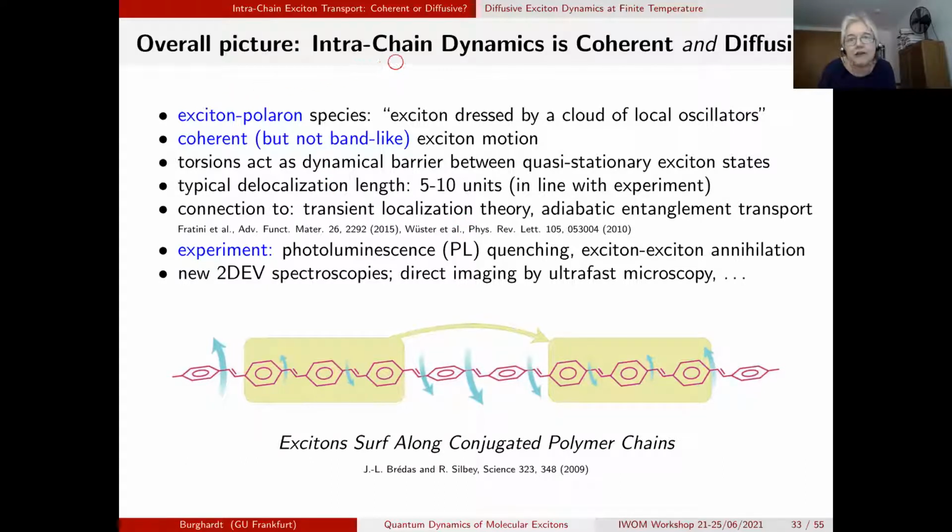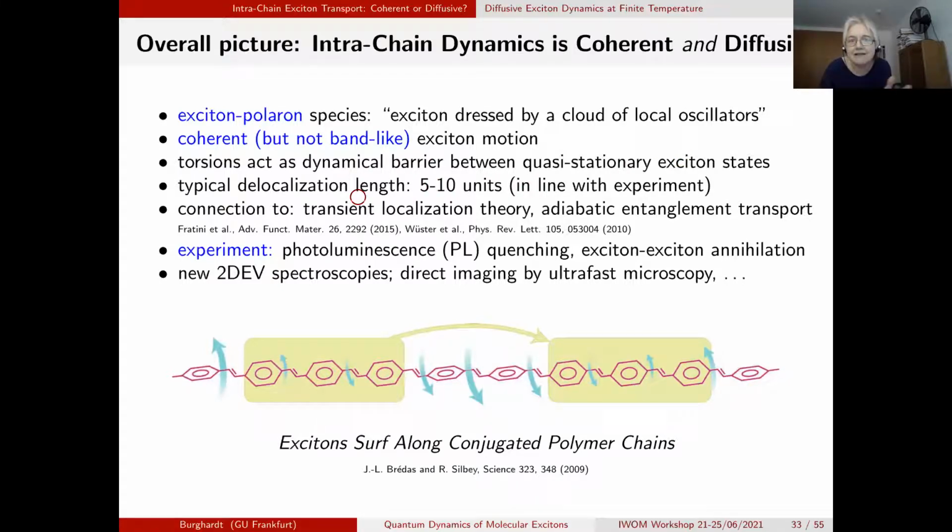Now, the overall picture is that the intrachain dynamics is coherent and diffusive. We essentially end up in a normal diffusion regime. And we should think of this as diffusion of these trapped polaron exciton species. So it's coherent, but it's not band-like. The torsions act as a dynamical barrier between quasi-stationary exciton states.